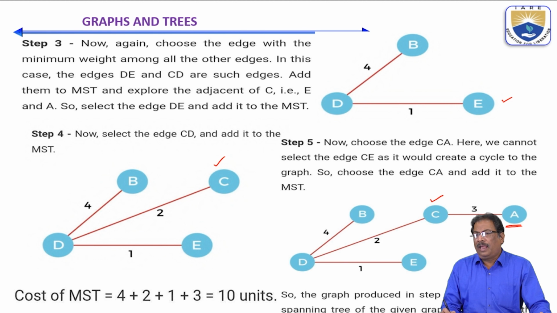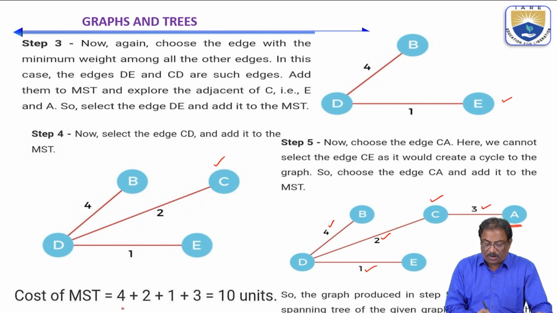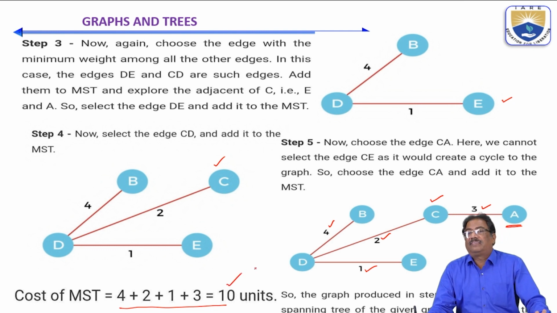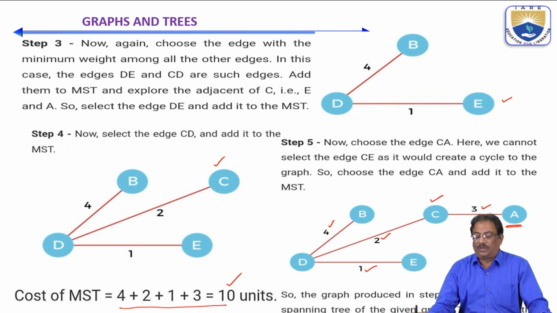So now we have to find out what is the cost of the minimal spanning tree. Then we are going to add 4 plus 2 plus 3 plus 1. So we are going to add all the edge weights. Then we are going to get 10 units. So this is the minimal spanning tree we get by using Prim's algorithm.